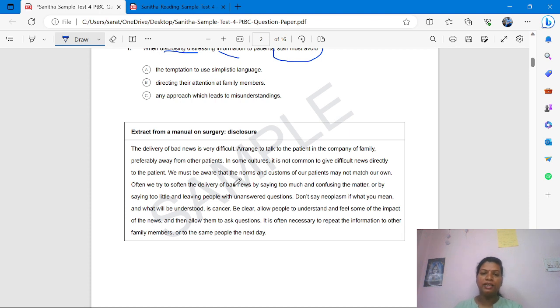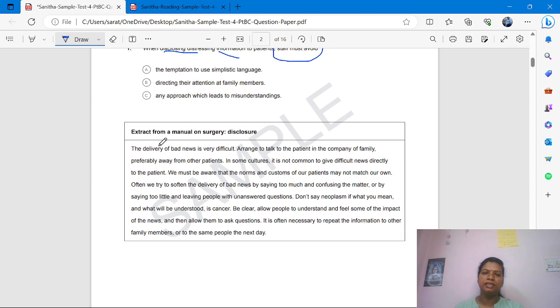Often we try to soften the delivery of bad news by saying too much and confusing the matter, or by saying too little or leaving people with unanswered questions. So, don't say neoplasm if what you mean, and what will be understood, is cancer. Be clear. Allow people to understand and feel some of the impact of the news, and then allow them to ask questions. It is often necessary to repeat the information to other family members or to the same people the next day. The paragraph is saying that, and that is the summary.